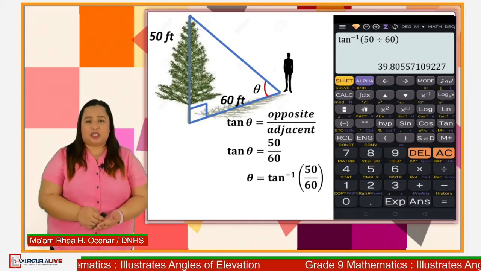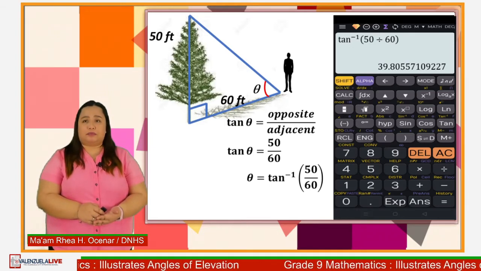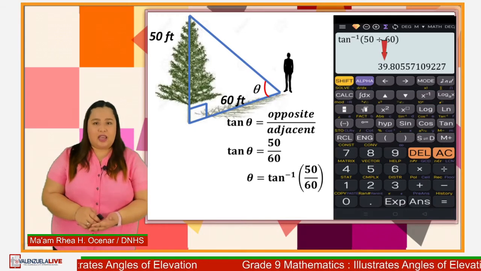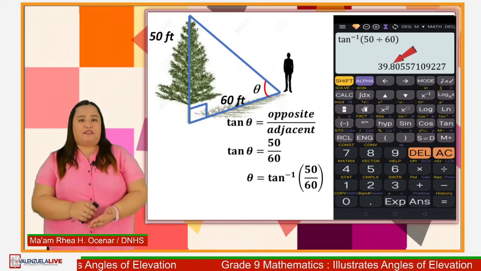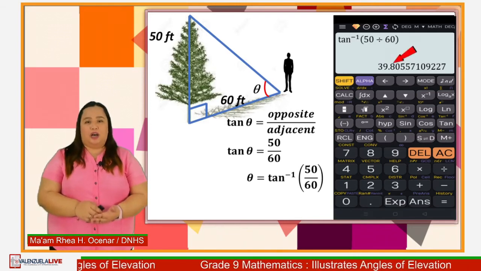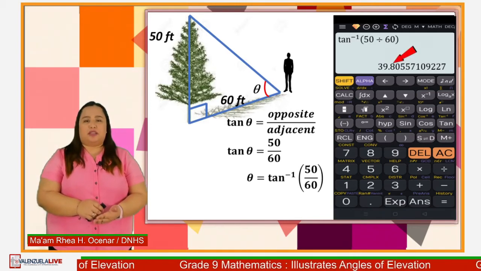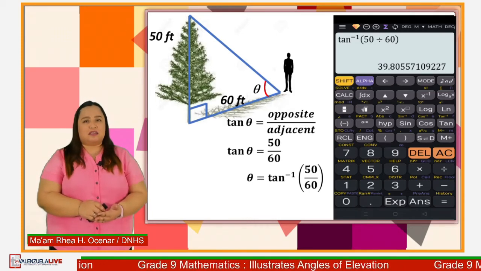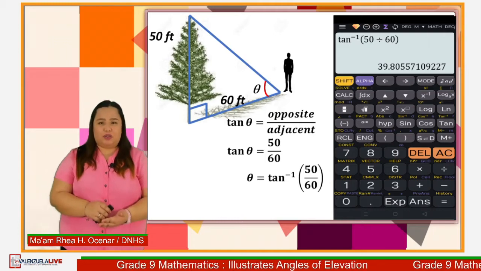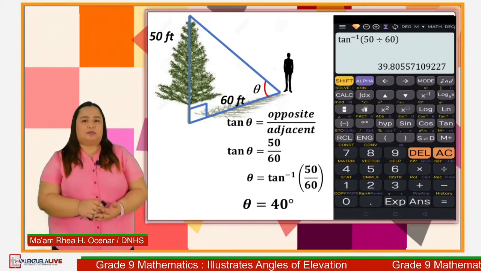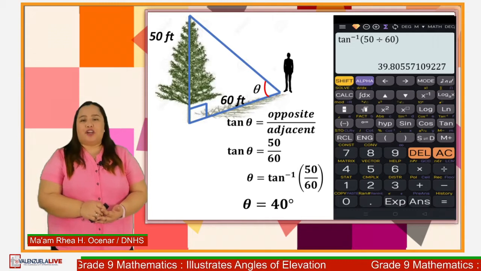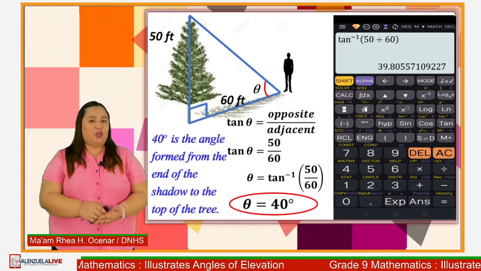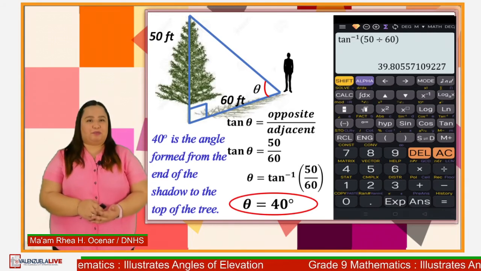Look now at the digit next to 9, and that is 8. Since 8 is greater than 5, we will round up. We will add 1 to 9. Therefore, the measure of theta is equal to 40 degrees. 40 degrees is the angle formed from the end of the shadow to the top of the tree.